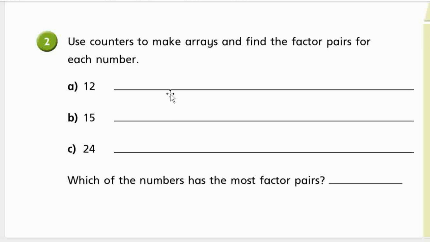Use counters to make arrays and find the factor pairs for each number. Well, you haven't got counters. Maybe you have at home, but we'll have to just do this in our head. Yeah, you can draw it. Of course, you'll need quite a bit of paper for this task. Probably you won't be able to do it on the worksheet.